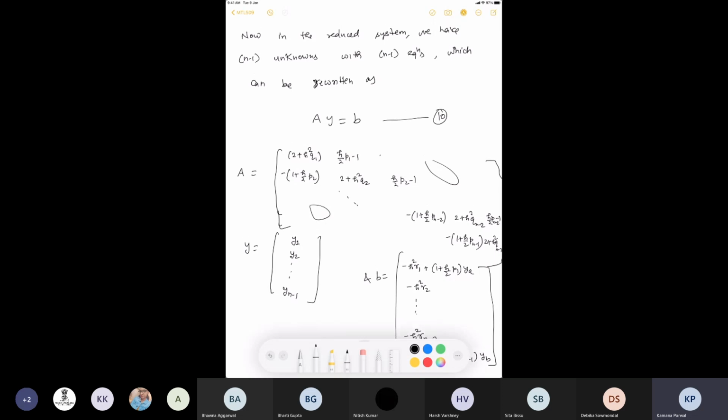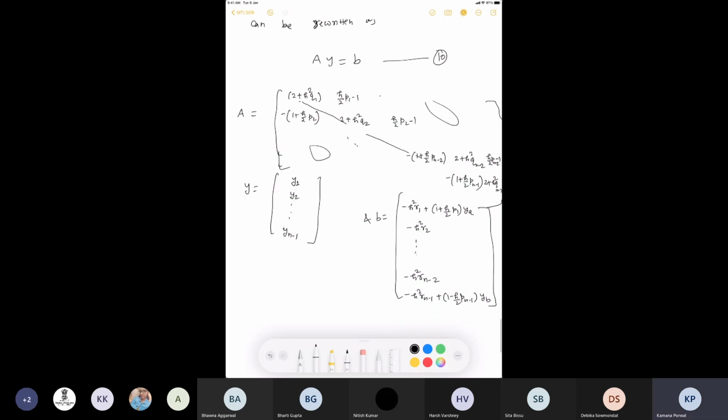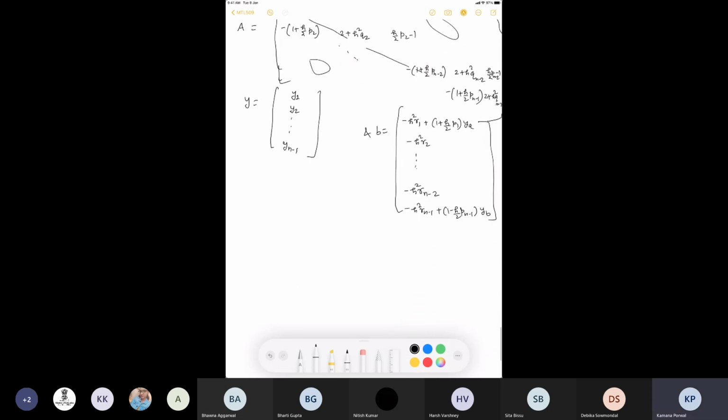you can see this matrix which you get in the system of difference equations is basically tridiagonal. Okay, so you can see that you will have one main diagonal, and then one upper diagonal and one lower diagonal, and all the rest of the entries are 0. So this A matrix which you get here is a tridiagonal matrix.